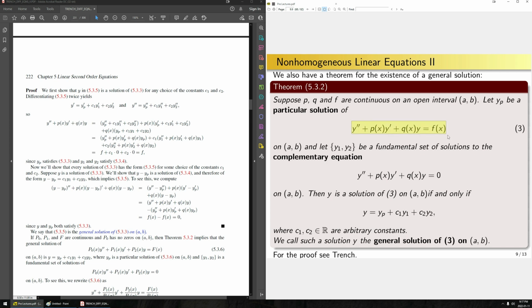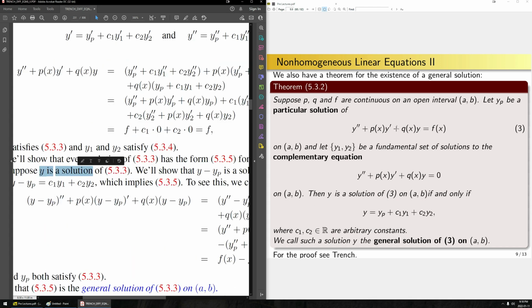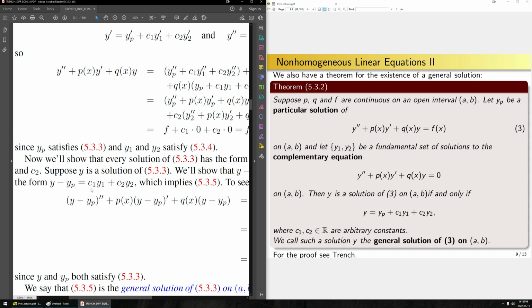So how do we go from that arbitrary function to it has to look like this? Well, what we can do is this nice little trick here. We say, hey, suppose y is a solution to the original differential equation. If y is a solution to this equation up here, then if I subtract yp from it, if I can end up with something that is of the form c1y1 plus c2y2, then I could simply solve this for yp and show that y has that functional form.